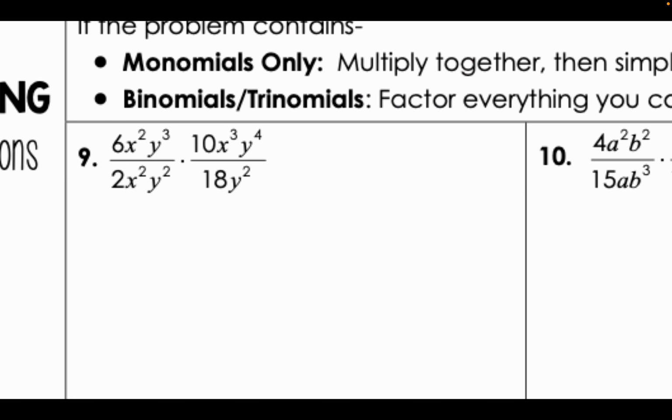And so here you can multiply the numerators, because we multiply straight across. You get 6 times 10 is 60, x squared and x to the third gives you x to the fifth, because we add exponents. And the y's, we get y to the seventh for the same reason of adding exponents. Denominator, 2 times 18 is 36. We get an x squared with no other x's from this one. And the y squared and y squared, we add the 2's and get y to the fourth.